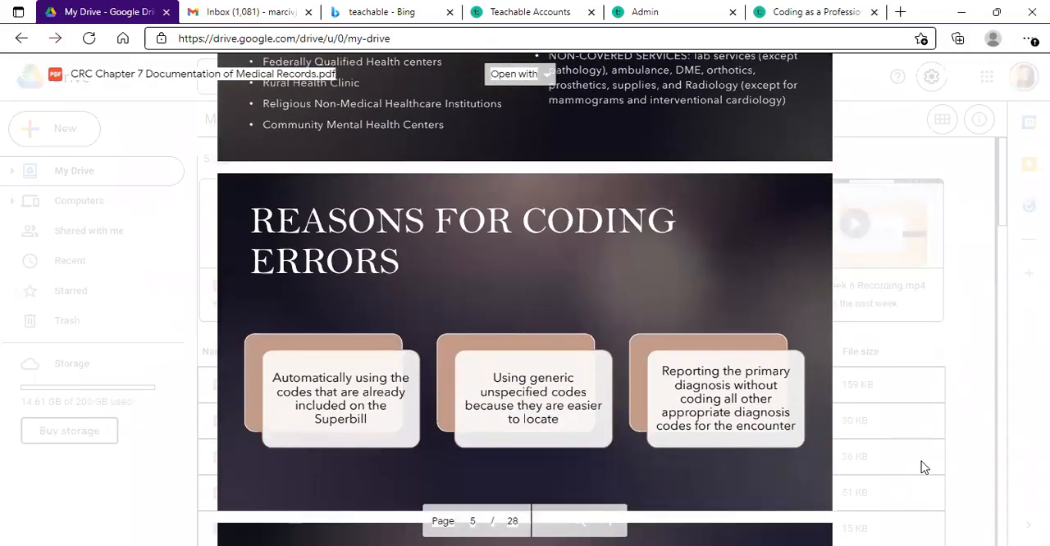So, reasons for coding errors. Nobody asked this question, I'm not sure if you guys know. Yeah, so a few people on here are already certified, just different certifications. Some jobs, not all, because my job doesn't have it, some jobs have productivity standards. All jobs are going to have an accuracy standard.